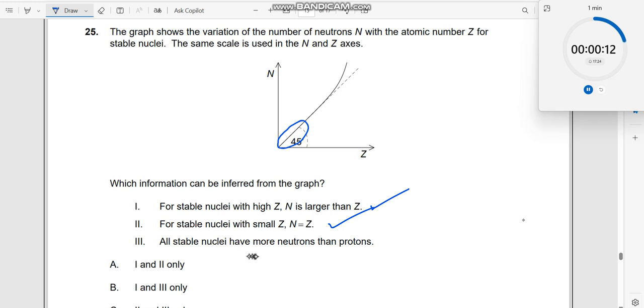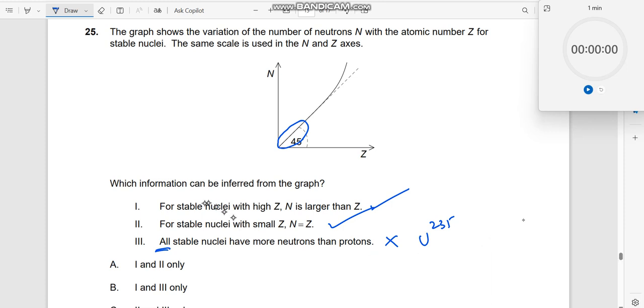For stable nuclei, all stable nuclei, remember the word all, all will have more neutrons than protons. No, because if you take uranium-235, this is not a stable nucleus. It definitely has more neutrons than protons, but it's not a stable nucleus, right? So therefore, 1 and 2 are correct. So the answer is A. Okay, let us move on to the next one.